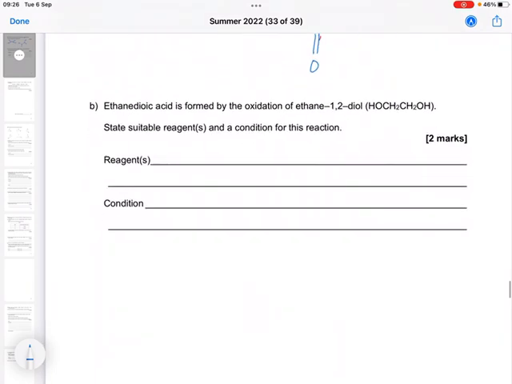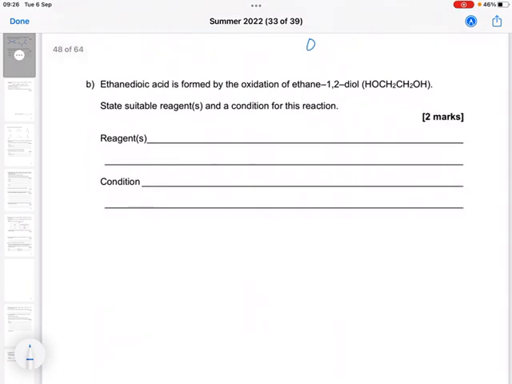Ethane dioic acid is formed by the oxidation of ethane 1,2-diol. So this is the alcohol to a carboxylic acid, which means the reagents are acidified potassium dichromate. So if you don't know the formula, write the name. And if you remember, primary alcohols can be oxidized to an aldehyde, which requires distillation, which can then be oxidized further to the carboxylic acid. And if you're going all the way to the end, you need reflux.